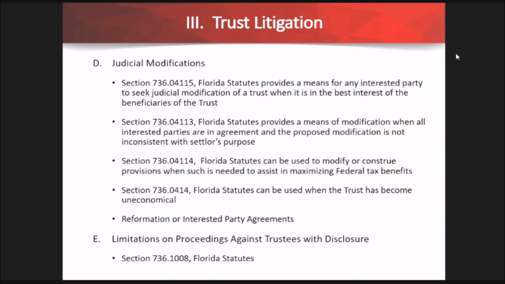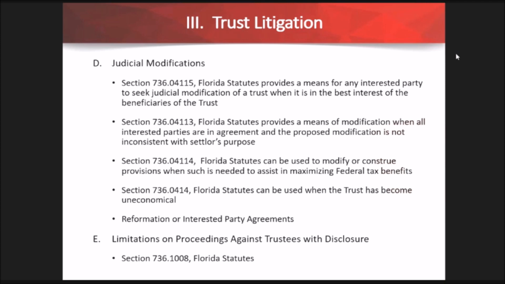There's the next section, 736.04113, Florida Statutes, which provides a means of modification when all the interested parties are in agreement and the proposed modification is not inconsistent with the settlor's purpose. Very similar to the first one, if you have all agreement, it's even easier because you just cite to the statute. The first one, you still have to prove the best interest of the beneficiaries. Here, as long as everyone agrees, you don't have to show it's in the best interest of the beneficiaries of the trust.